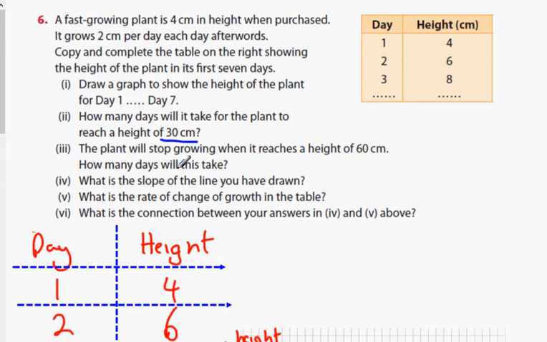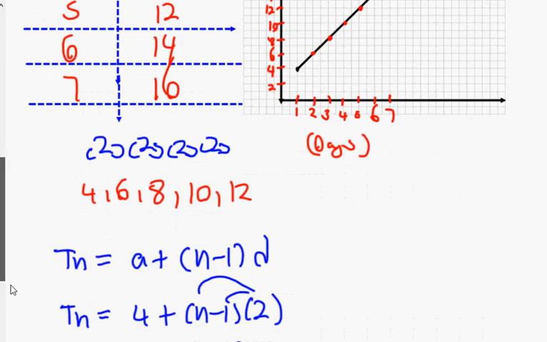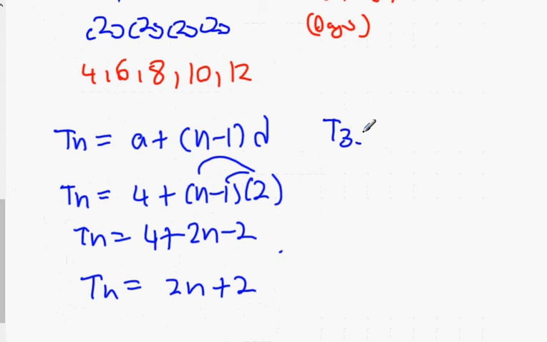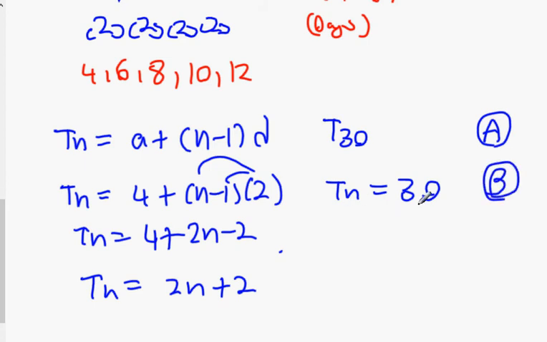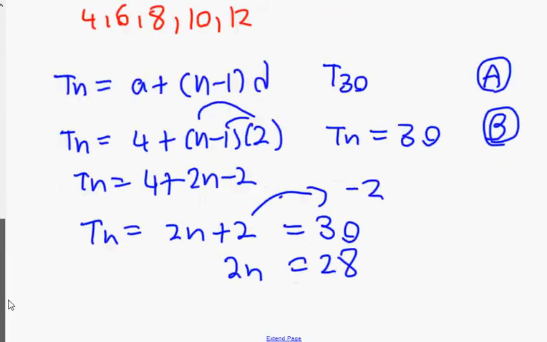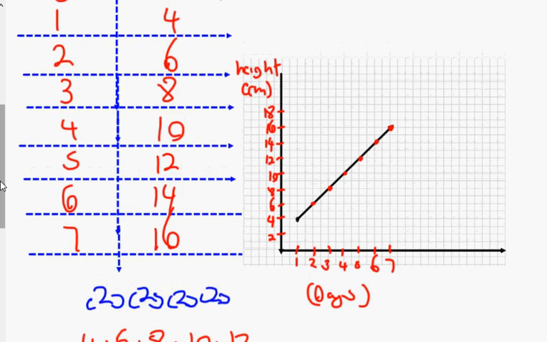We want to find out how many days it will take to reach 30. What does that mean? Does that mean T 30 or T of N equals 30? It means T of N equals 30. What number of days will give you 30? What does T 30 mean? What is the height on the 30th day or the 30th term? So let's put this equal to 30. Bring over the 2, what does that turn into? And therefore, N will equal 14. 14 days, okay?